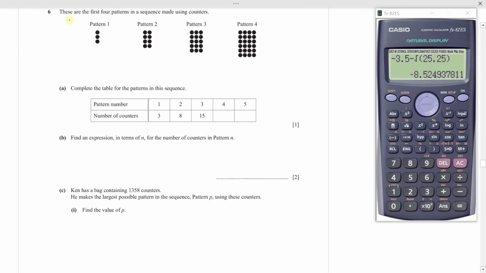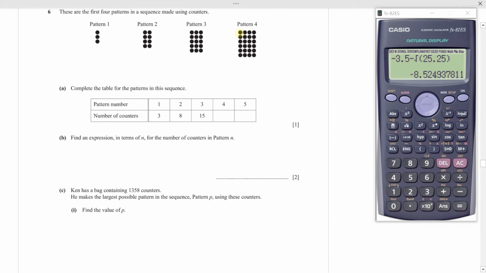Question number 6 is, these are the first 4 patterns in a sequence made using counters. So pattern 1 has 3 counters, pattern 2 has 8. The first part is complete the table for the patterns in this sequence. So pattern 4 has how many? 1, 2, 3, 4. So you have 4 in each column.